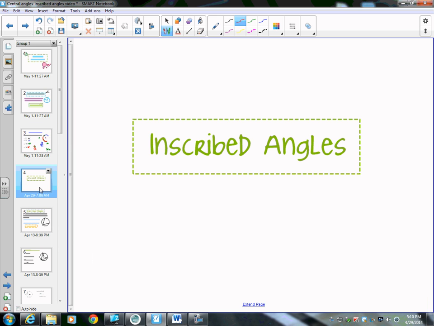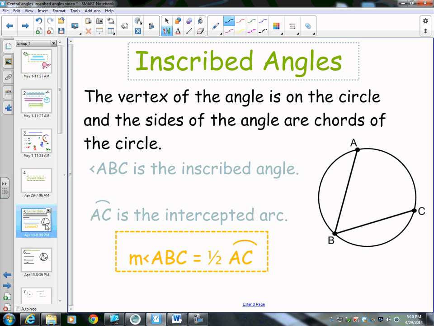So what if it's not? There's another thing that we call inscribed angles. What is an inscribed angle? Well, it's where the vertex of the angle is on the circle. See this angle, ABC. This vertex is on the circle. It's called an inscribed angle. Okay, and we know that the inscribed angle, angle ABC, is equal to half the intercepted arc, or half of AC.